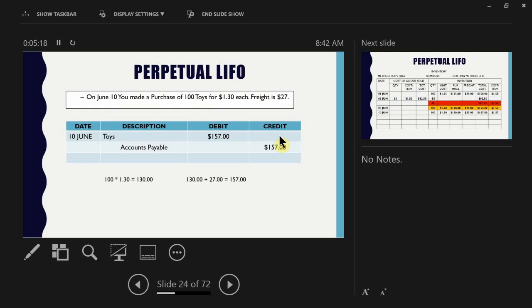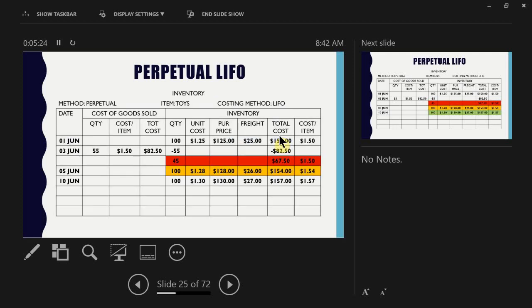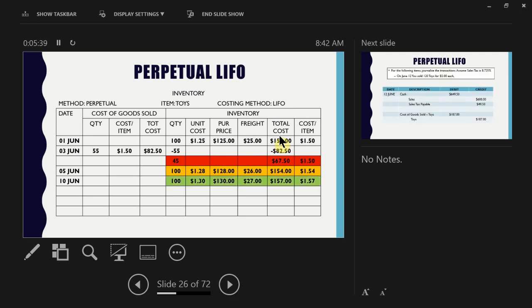Then on June 10, we made another purchase of 100 toys. Here I placed it in already with full calculations. We have 100 toys at 130, giving you 130 plus 27 equals 157, which we break down to 157. And of course, I'm going to color it green. So now my game has changed. The next time I sell something, which batch am I going to be taking it out of?